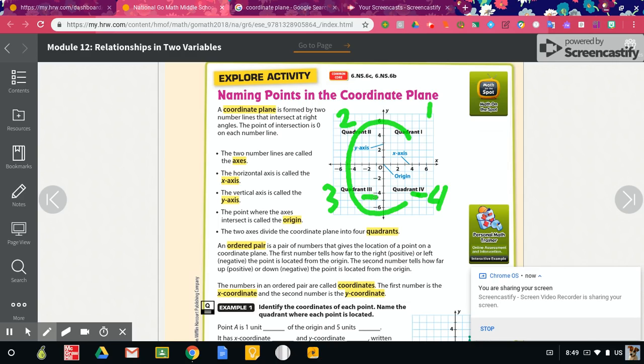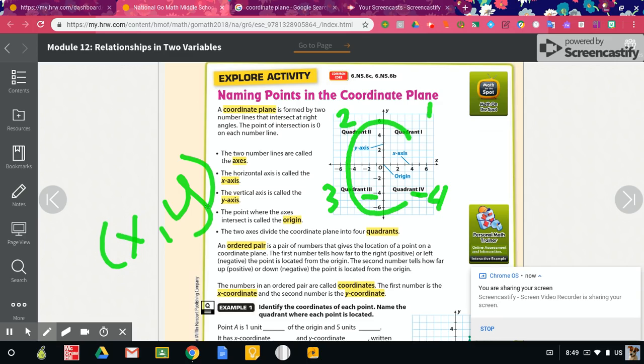but it's just 1, 2, 3, and 4. An ordered pair is a pair of numbers that gives you the location of a point. So ordered pairs look like this. They're filled in with numbers, but it's an X coordinate and a Y coordinate, and that's what you use to graph a dot on a coordinate plane. The numbers in an ordered pair are called coordinates. I just hinted at that. And then the first number is the X coordinate. The second number is the Y.